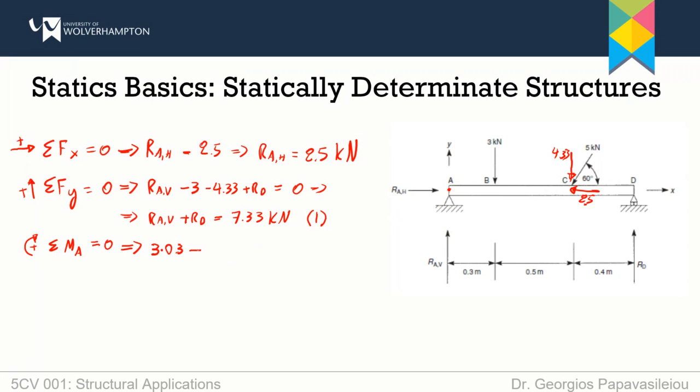So this is plus 4.33 kN times the distance, which is 0.3 plus 0.5, 0.8 meters. And then we have RD over here that tends to rotate it counterclockwise, which means that this is a negative moment, of course, with this assumption over here. And the distance is 0.8 plus 0.4, 1.2 meters. And all of them need to sum up to zero. So here we have only one unknown variable.